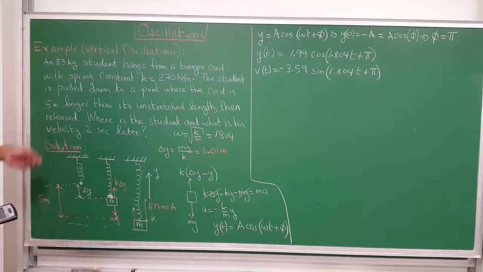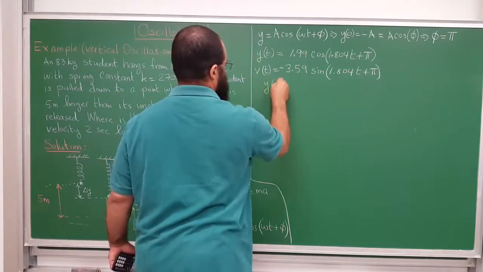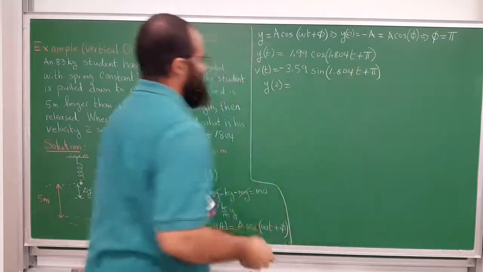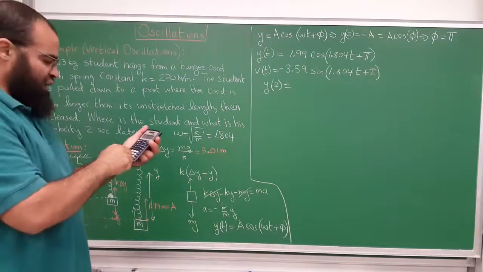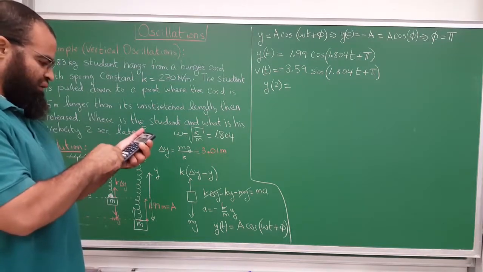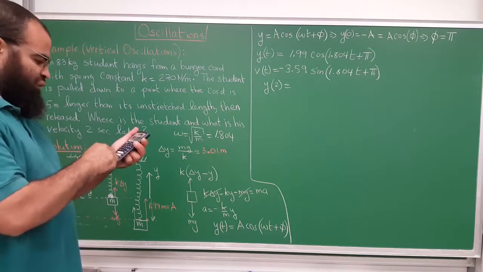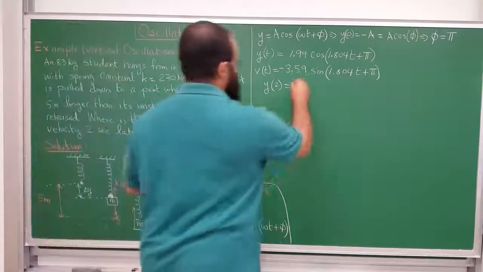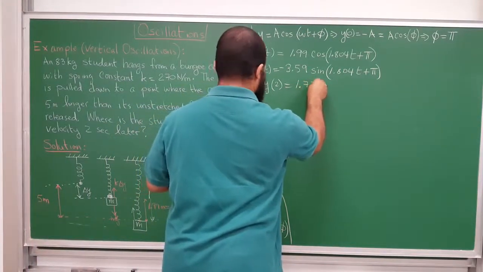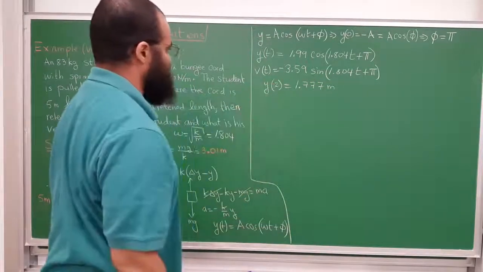Where is the student and what is his velocity? Well, where is he? Where means the position. So y at t equal to 2. Plug in 2 here and see what you get. So let's see. I will do the cosine first. Cosine of 1.804 times 2 plus pi. I'm in radian mode, that's good. And then times the 1.99 in front. This is 1.777 meters. We'll talk about what this means in a moment.